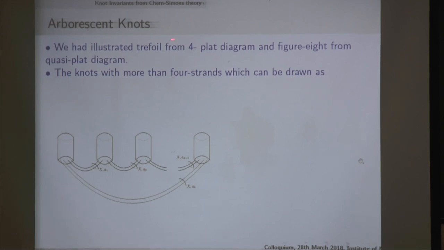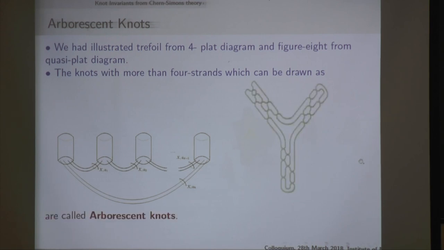As an extension of what we did for this four punctured boundary, which will give rise to braid or quasi plat braids, which involves four plat diagram, you can extend it to more than four strands by putting, like, this is what we call a finger. Each finger has four punctures and they are connected. Two of the punctures are connected to the next finger and so on. Finally, this one is connected by a periodic one. So if you can draw any arbitrary knot by using this picture, they are called arborescent knots.